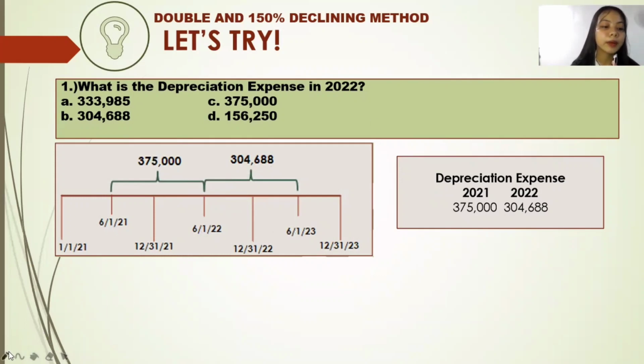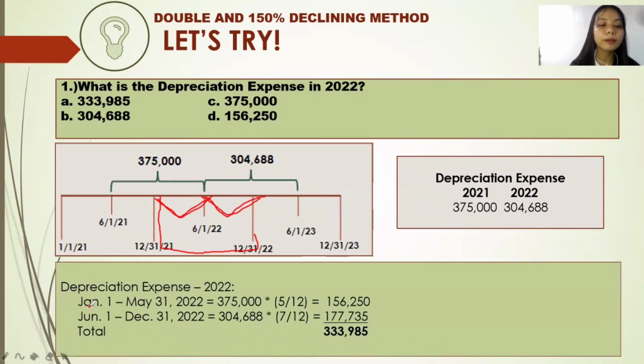To understand better, since the question asks for 2022, from January to December, we use this formula. From January 1 to May 31, 2022, how many months? 5 months, right? So we take 375,000 times 5 months over 12 months in a year, which equals 156,250.